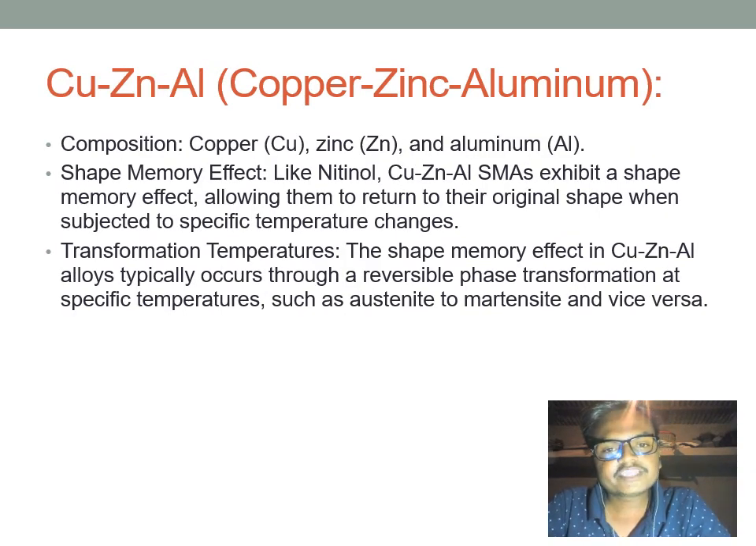The second example of shape memory alloy is copper, zinc and aluminium. These three metals are mixed together to create a new alloy which works as a shape memory alloy. Just like nitinol, it also uses the shape memory effect, allowing it to return to its original shape even after we mechanically deform it by cooling the alloy. When we increase the temperature, it comes back to its original shape, and when we cool the alloy, we can mechanically deform it and create a new shape.